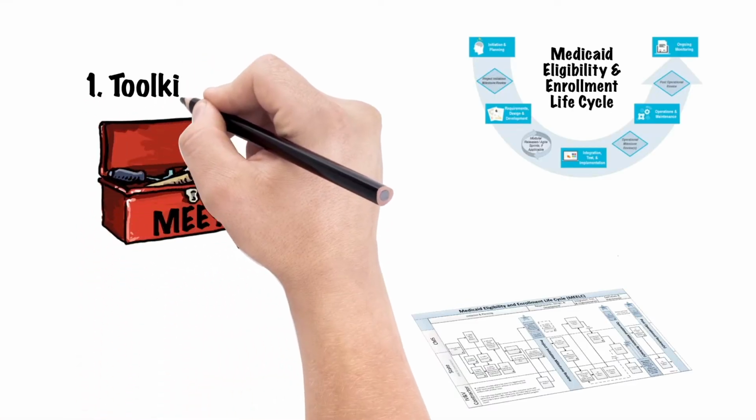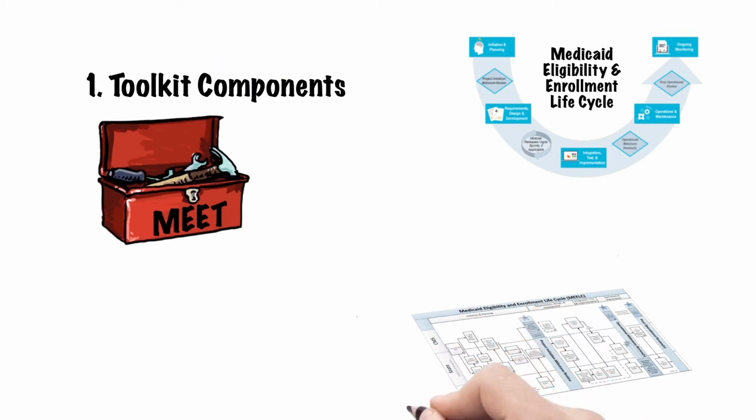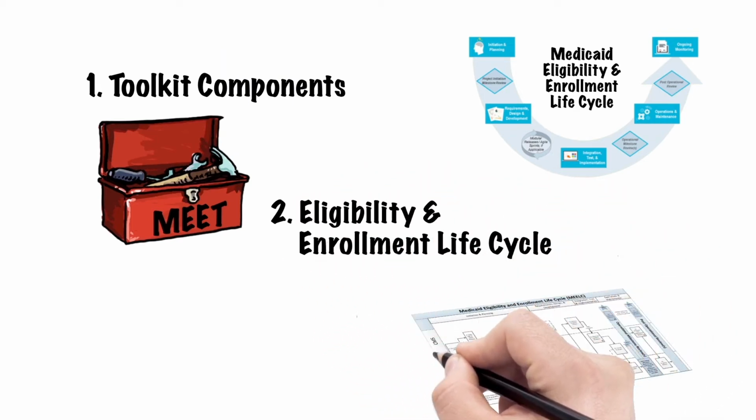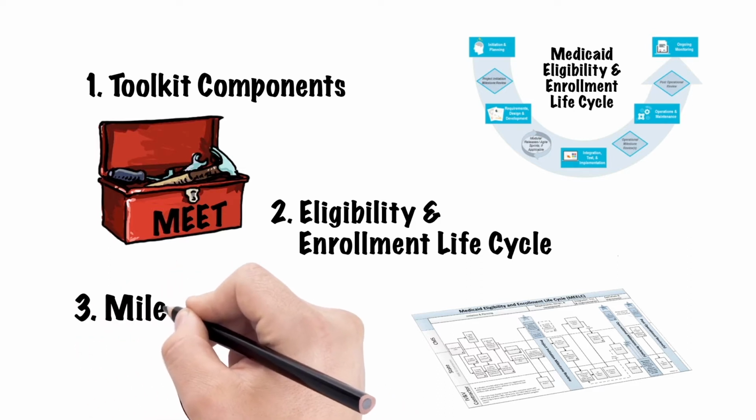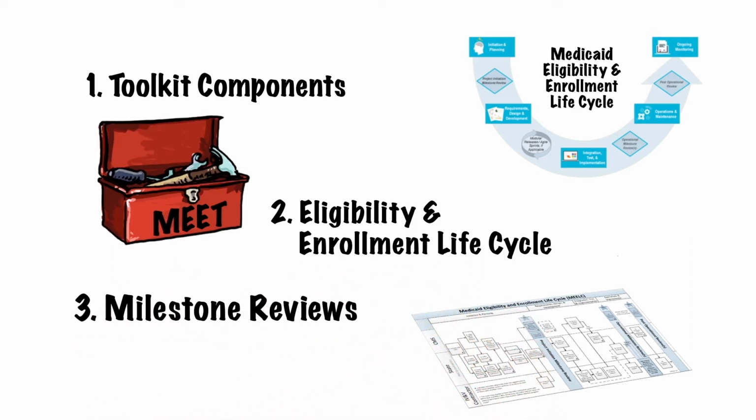In the first section, we'll tour the Toolkit components. In the second section, we explain the Medicaid Eligibility and Enrollment Lifecycle, or MEELC, and show how states can align with it even if they have already begun development. MEELC is used for projects that do not require certification. In Section 3, we cover how a state can prepare for a milestone review.